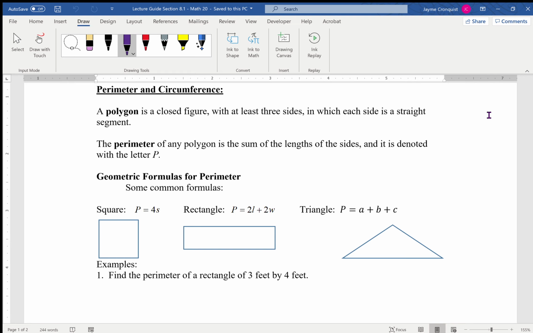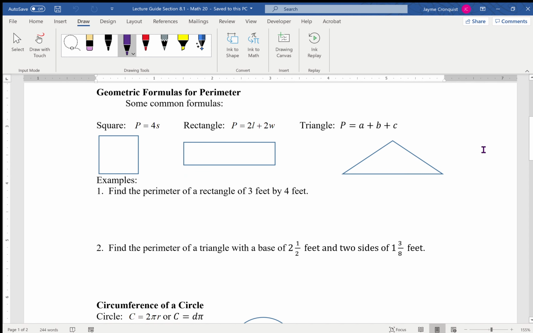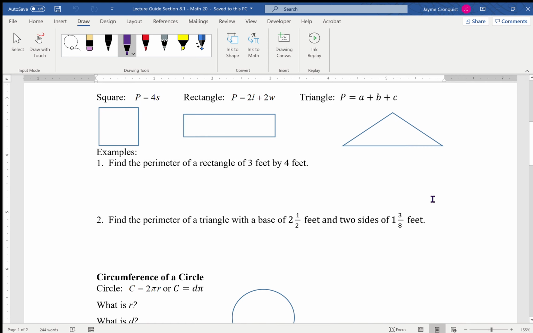The perimeter of any polygon is the sum of the sides, the length around the unit. Now you can see here a couple of different formulas where you're just adding the side lengths. Notice that if L and W were the same length, you would have S. So that's the only difference. Most equations are based off rectangles.